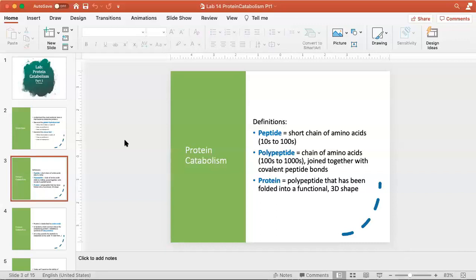So let's jump back in. Short chain of amino acids is a peptide. Long chain of amino acids is a polypeptide. Processed and folded polypeptide is a protein. And every protein has its own unique sequence of amino acids and its own unique three-dimensional shape.